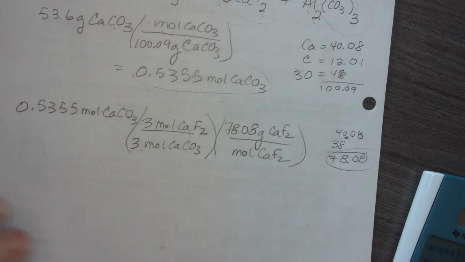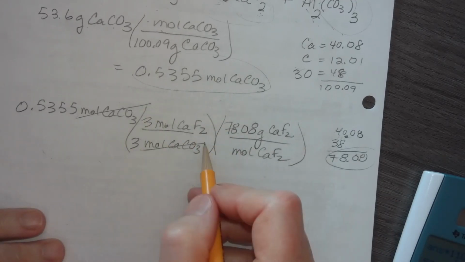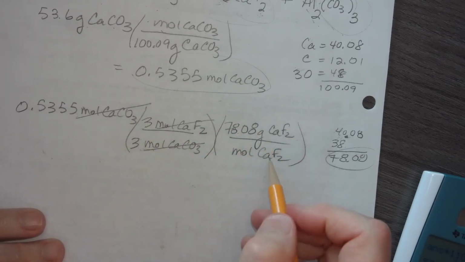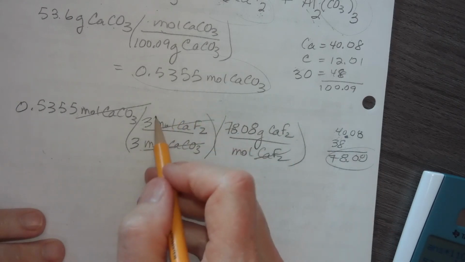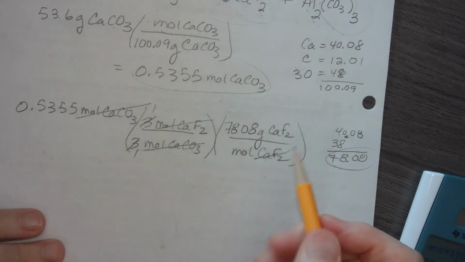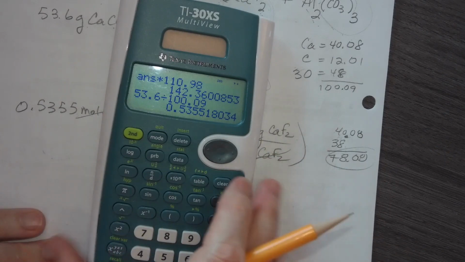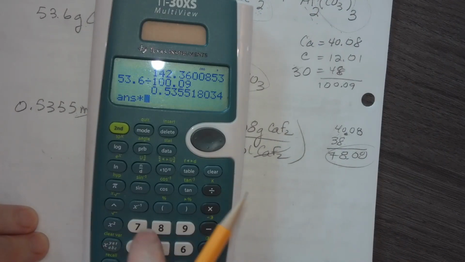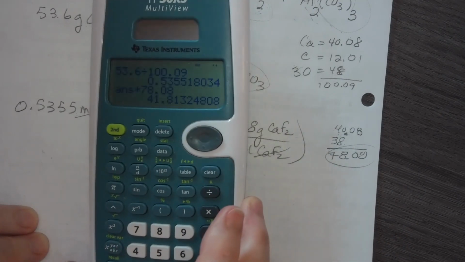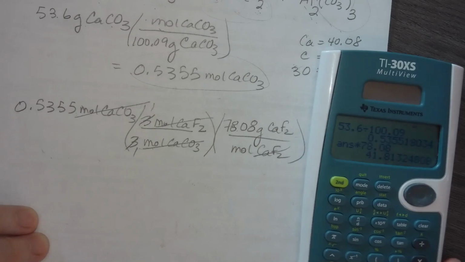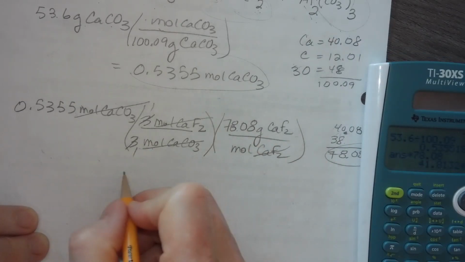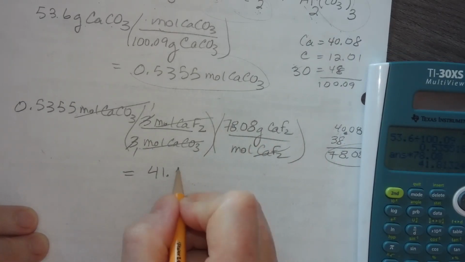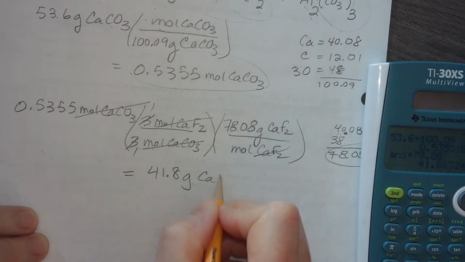I like how I have almost the whole page because I like to write big. Those divide out. The calcium fluoride divides out. I'm going to say the 3's also divide out. So I have, in fact, I can just leave this in my calculator, times that by 78.08, and I get 41.8 grams of calcium fluoride.